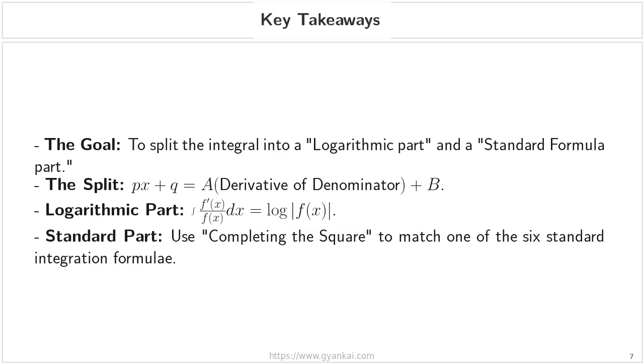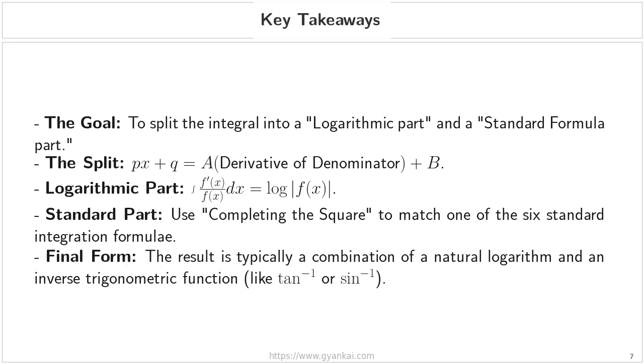Then we have standard part. Use completing the square to match one of the 6 standard integration formulae. After we've pulled out the logarithmic part, we're left with a simpler integral, but it might still not be immediately solvable. That's where completing the square comes in. By rewriting the quadratic in the denominator, we can transform it into a form that matches one of the standard integral formulas, like the one for integrating 1 over x squared plus a constant.